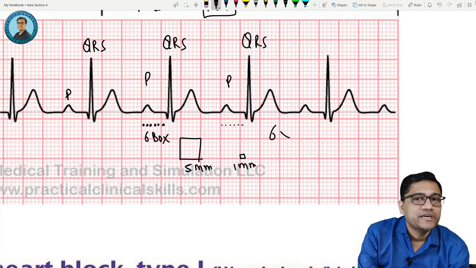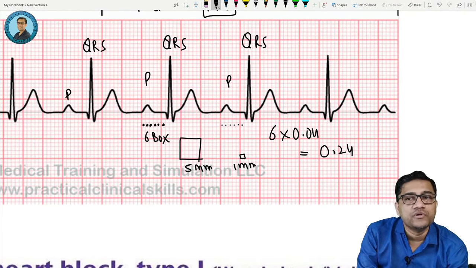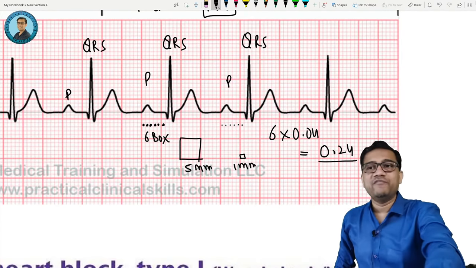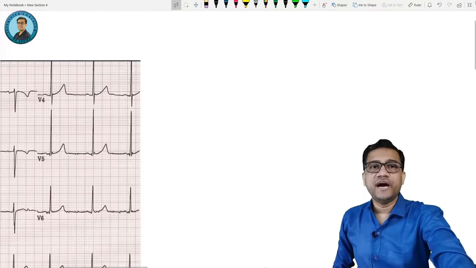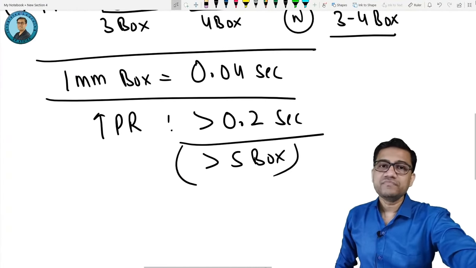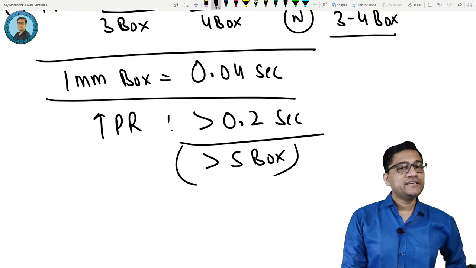So 6 means what? 6 into 0.04, how much? 0.24. And I told you what is normal. 5 box is normal. They are more than 5. And what does more than 5 mean? It is first degree block. So what is this? It is first degree.